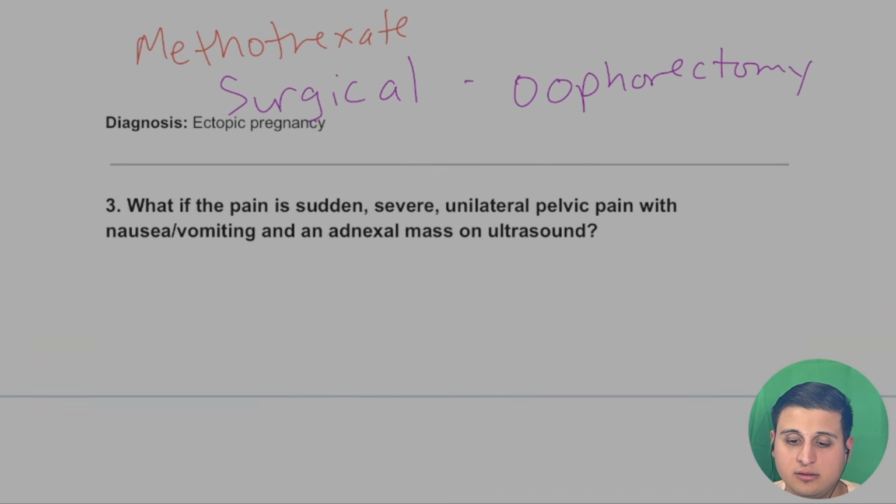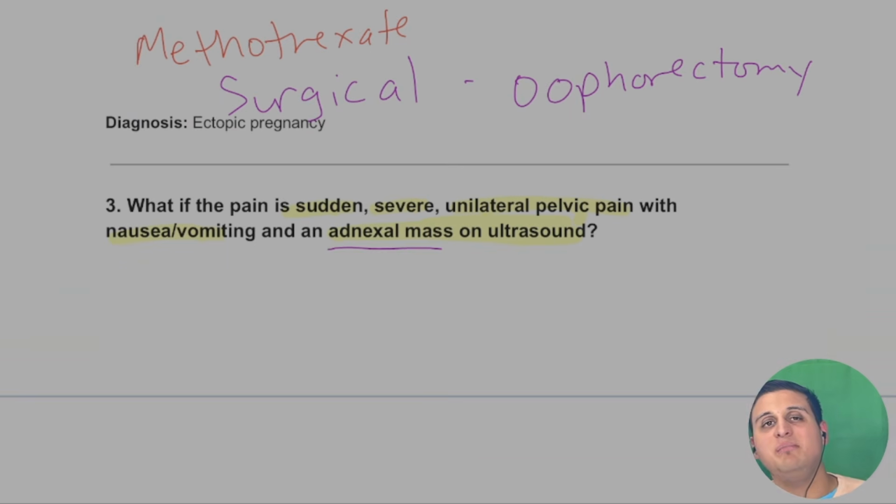Moving on to this next one. Again, picture it as a young female. Pain is sudden, severe, unilateral pelvic pain, right? They have the nausea, vomiting. Is it an ectopic pregnancy? They have an adnexal mass on ultrasound. Well, now what are we thinking when they have an adnexal mass on ultrasound and they have sudden, severe pain? Well, if they have an adnexal mass, you think, oh, this is probably some sort of ectopic pregnancy.